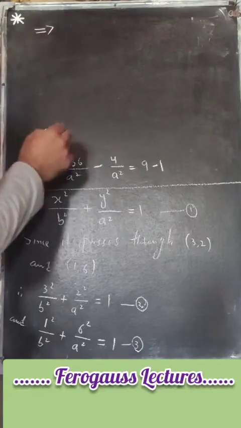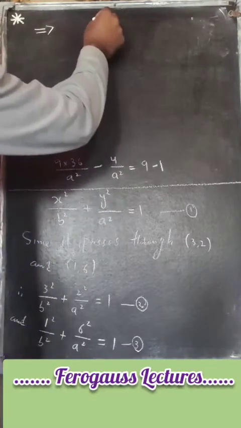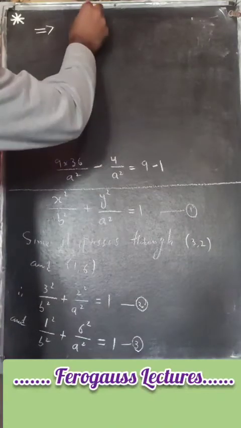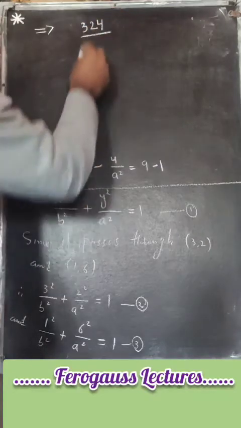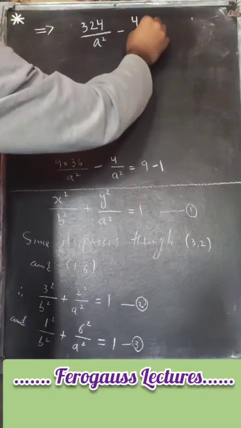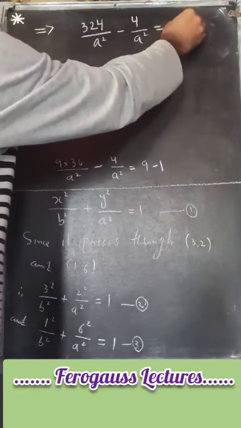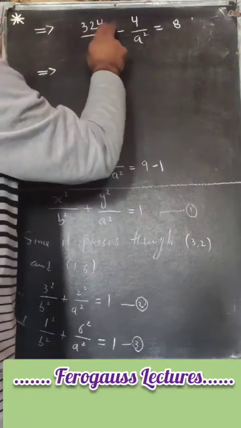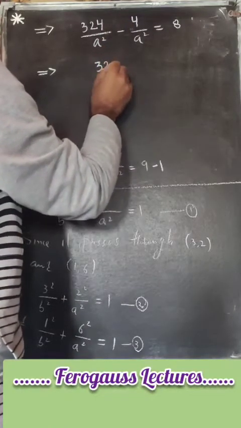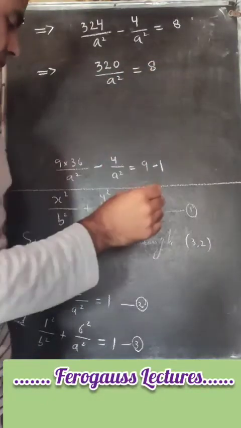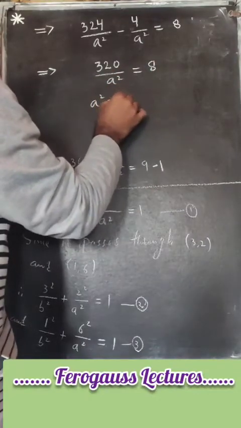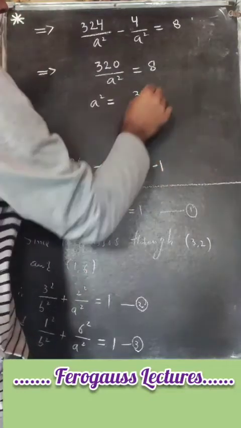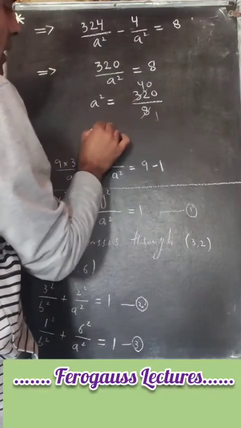That implies 9 into 36, which is 324, divided by a square, minus 4 divided by a square, equal to 9 minus 1, so that is 8. That implies 324 minus 4, so that is 320, divided by a square is equal to 8. Or a square is equal to 320 divided by 8. So we get a square equal to 40.